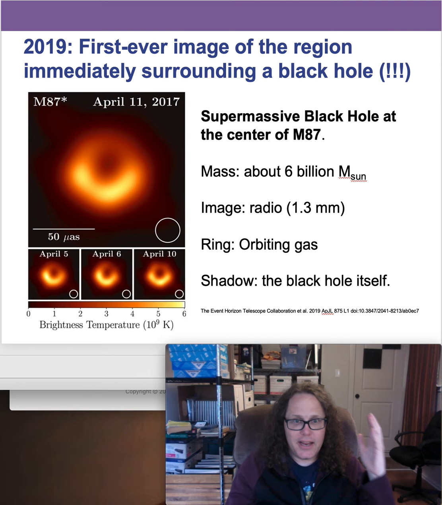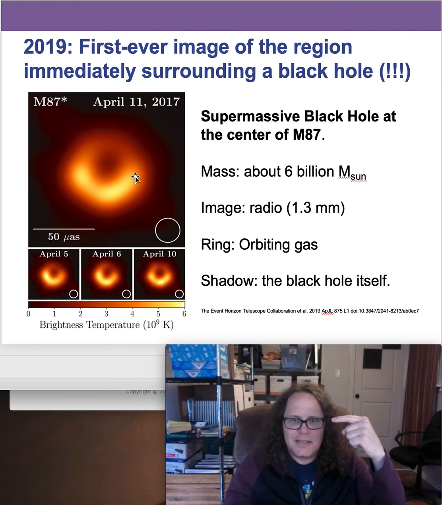This is an image of a black hole that was taken in 2017 and released in 2018. The dark place right here is what they call the shadow of the black hole. It's about twice the size of the event horizon. You're not seeing the event horizon itself. You're seeing a radius about twice the size of a black hole. And then this is the accretion disk.